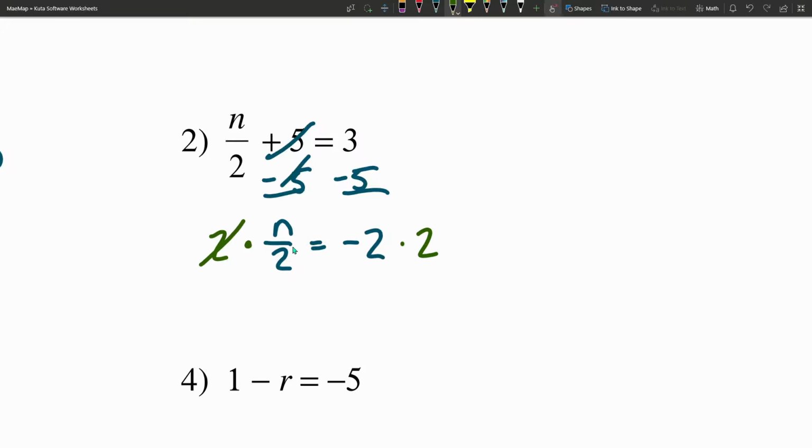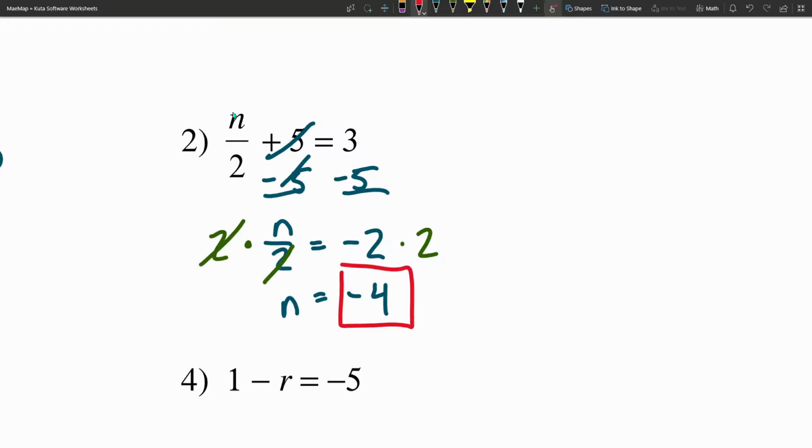So 2 cancels out with 2 to give me that n is equal to negative 2 times 2, which is a negative 4. So negative 4 is my solution in number 2. And again, what we mean by solution is that's what n is equal to.